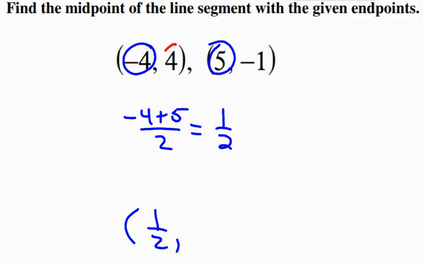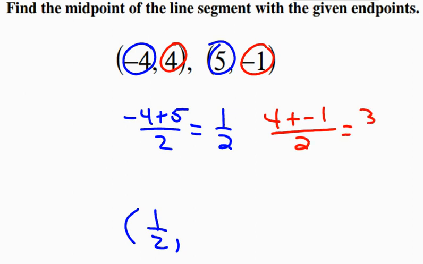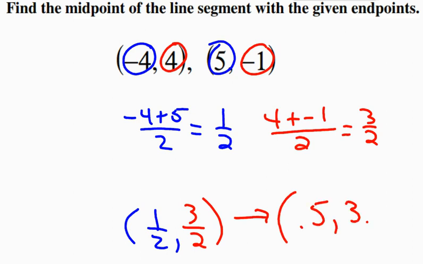Then take the y coordinates and add them, cut them in half. So my y coordinate is 3/2. Again, if you were graphing, you would want a decimal version of that. So you could write that as 0.5 and 3.5.